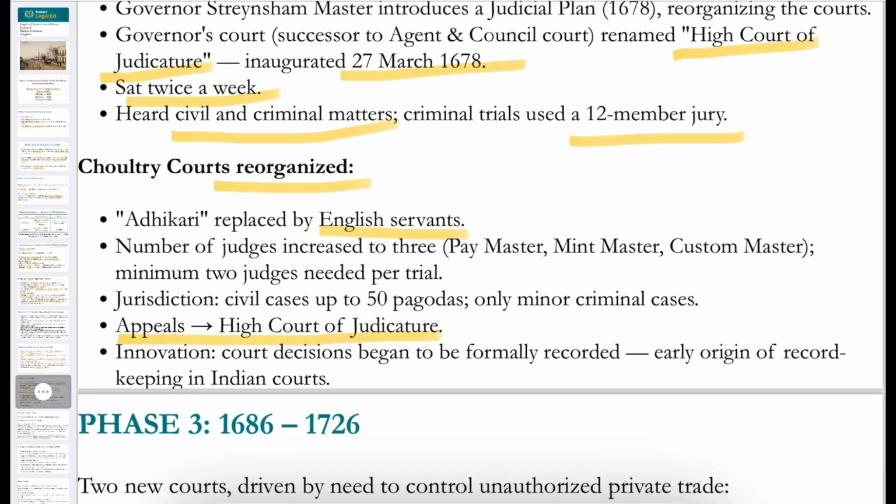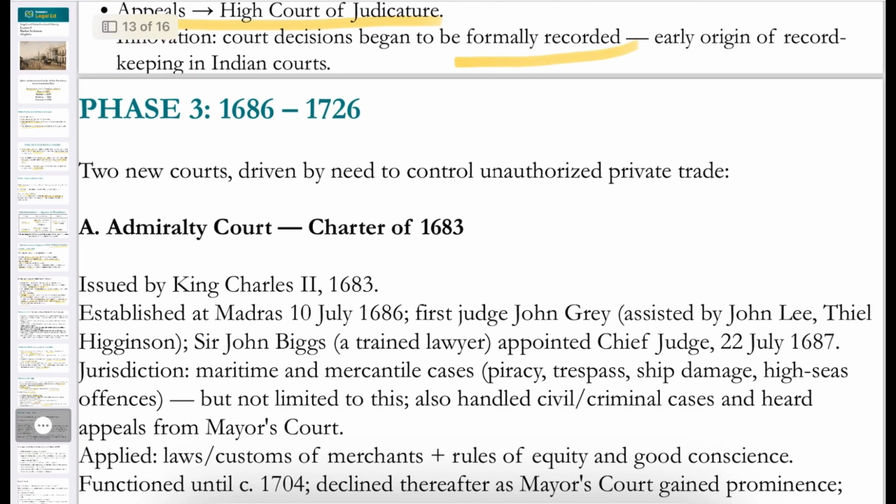An important innovation here was that court proceedings and decisions began to be formally recorded. Okay, an early root of today's practice of maintaining court records. So this is where the innovation began. So this was phase 2. Now moving on to phase 3, year 1686 to 1726.